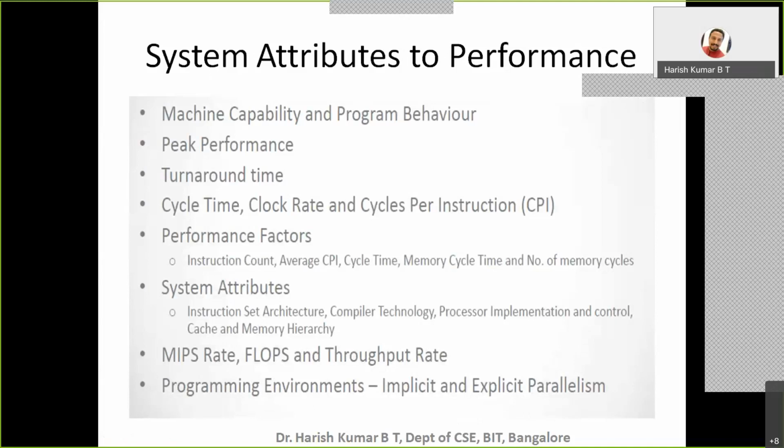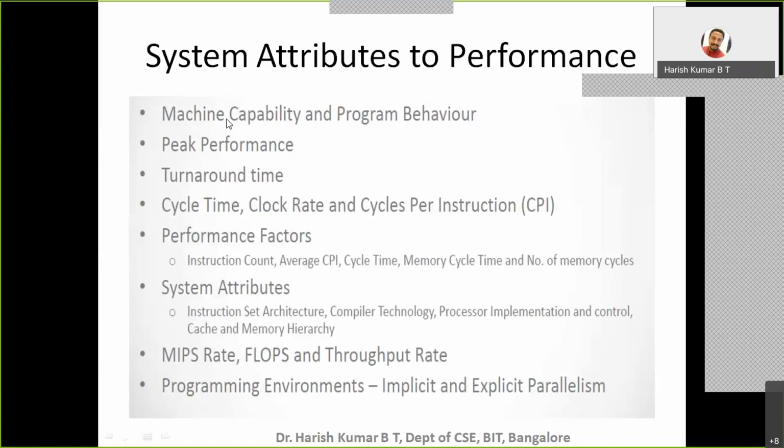Next, this is important. On this topic, you'll get numerical problems to solve. System attributes to performance. Take any computer system. The performance of the computer system depends on two things: machine capability and program behavior. These are the two factors on which the performance of the computer system depends.